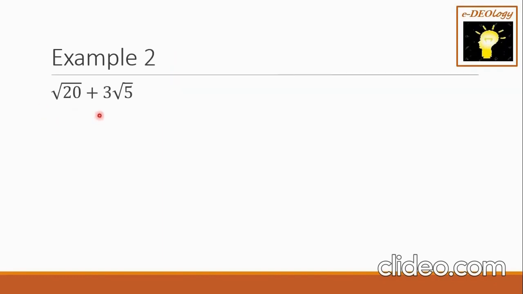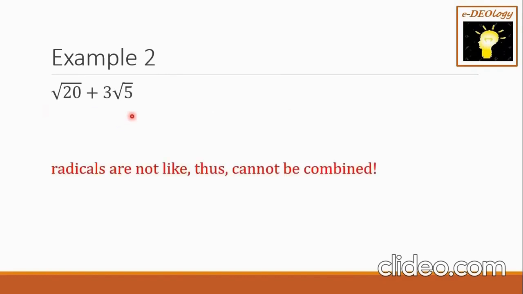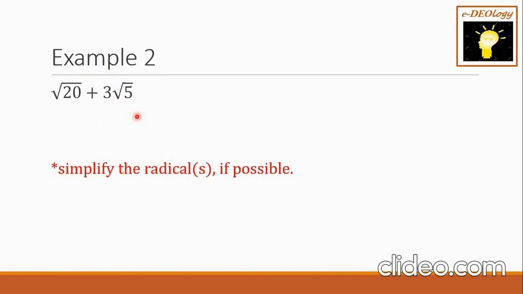Square root of 20 plus 3 square root of 5. We can see here that the radicands are not the same. Here the radicand is 20, here the radicand is 5. Although the indices are both 2, still, these radicals are not like.